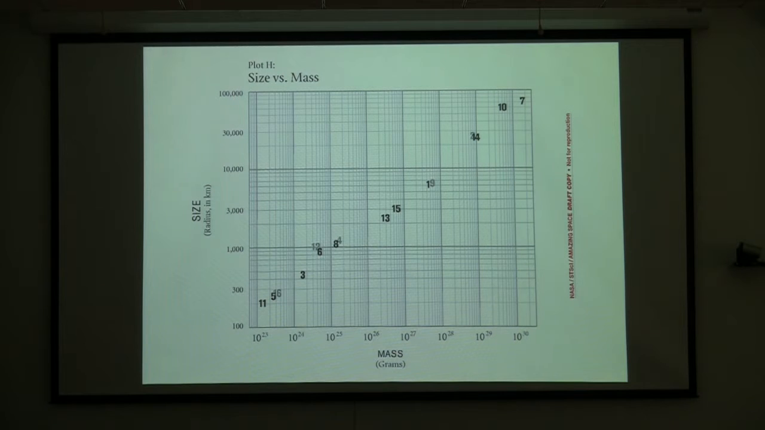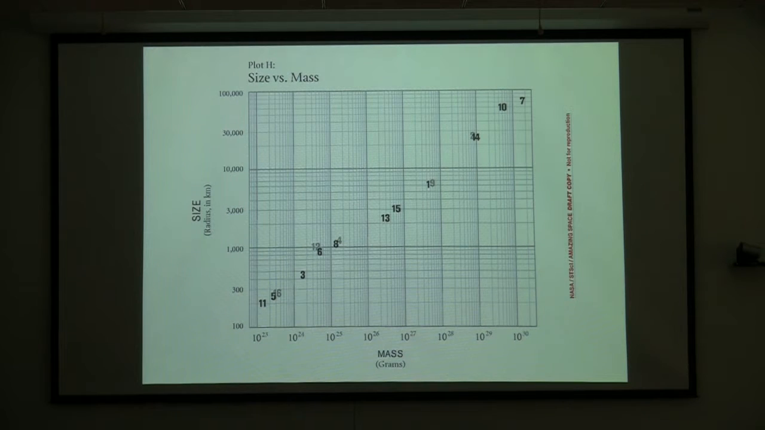Supposing I had something that is 15,000 kilometers in radius. What mass would you expect it to have? Okay, 15,000 kilometers in radius. Over here, somewhere around between 10 to the 28th and 10 to the 29th, right? Because we have a relationship established here, we can measure one quantity and get a pretty good estimate of the other quantity.